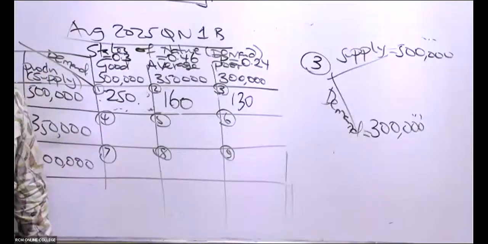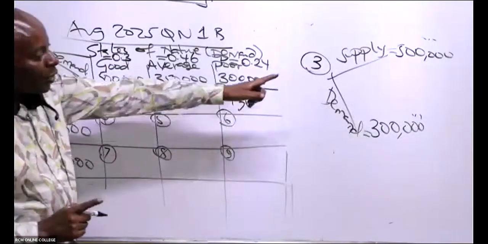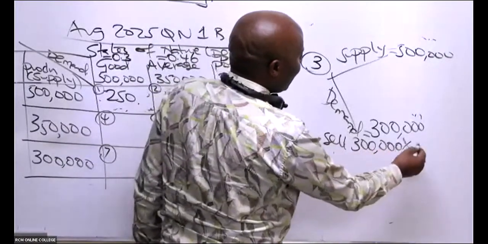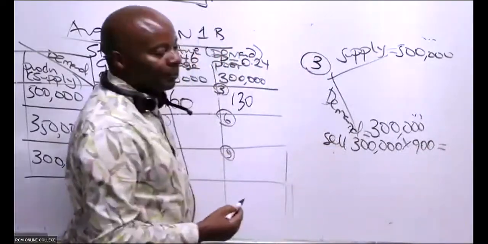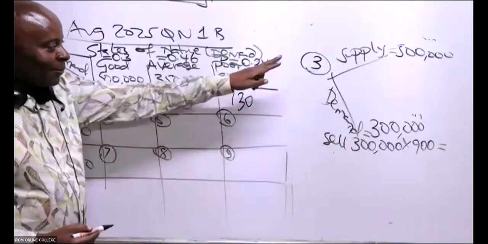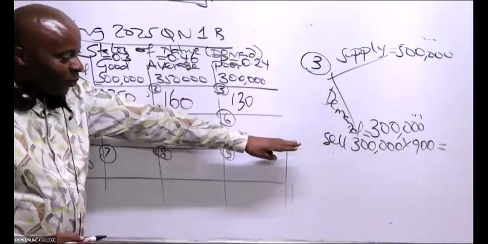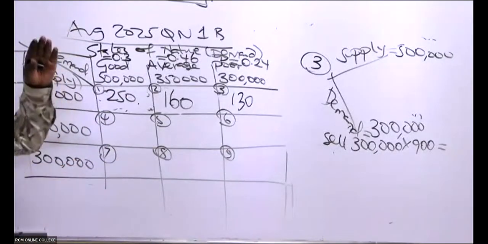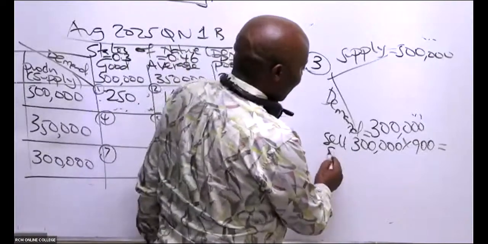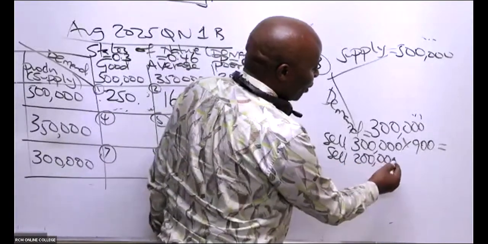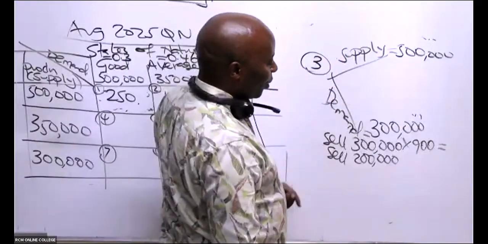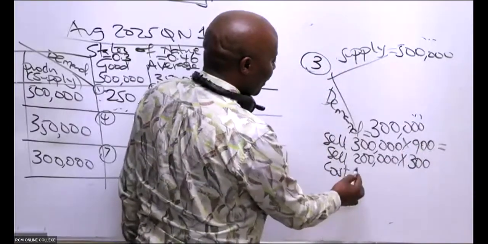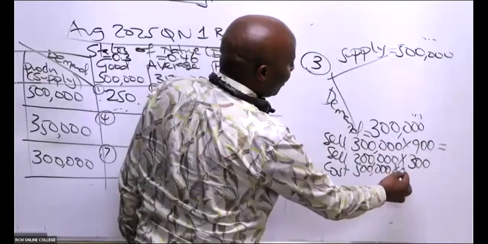You sell the lower at the normal price. The lower one is which one here? So we sell 300,000 times 900. I supplied 500, and I've been blessed to sell 300,000 at a good price, which is 900. What about the balance? We disposed of them at a lower price. The balance is 200,000 because our total supply is 500,000. So 200,000 times 300.